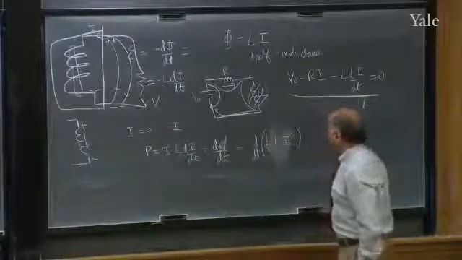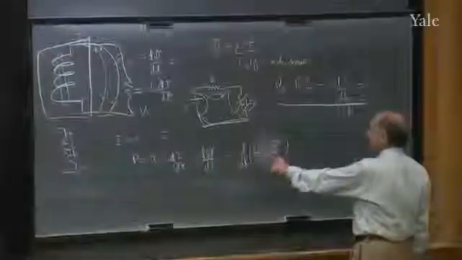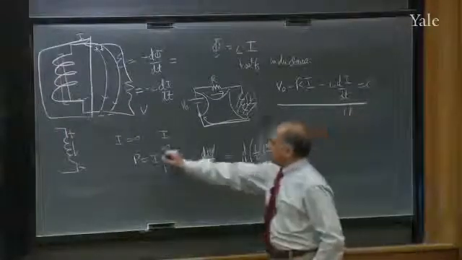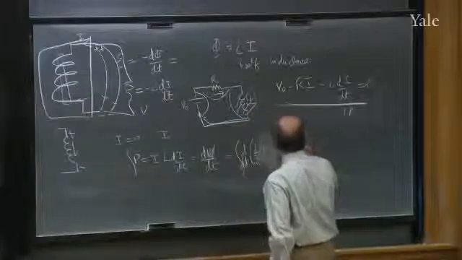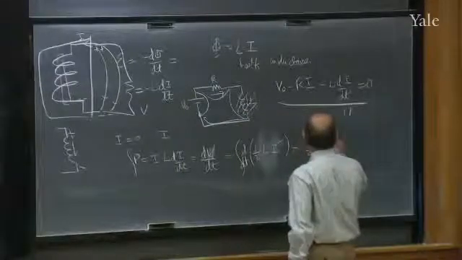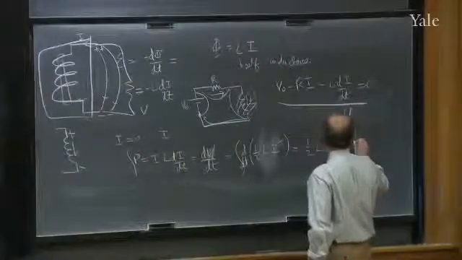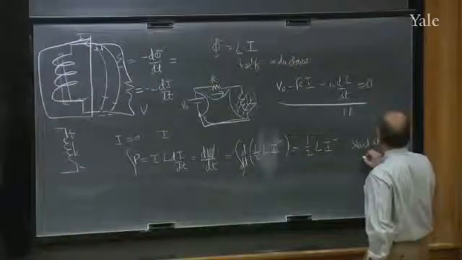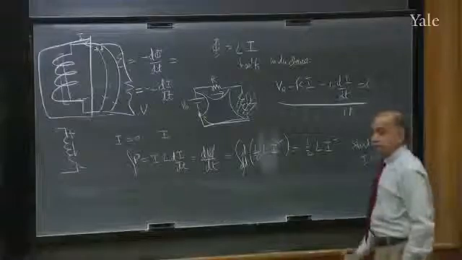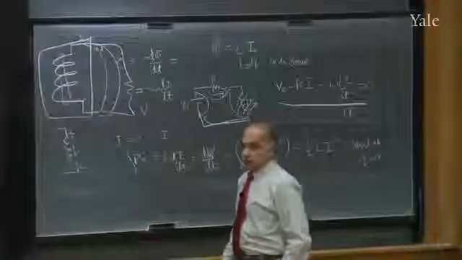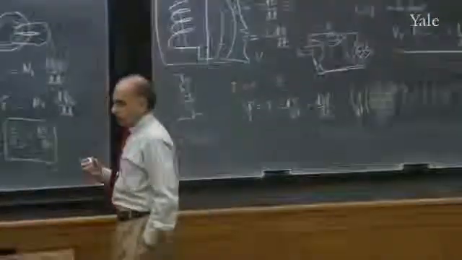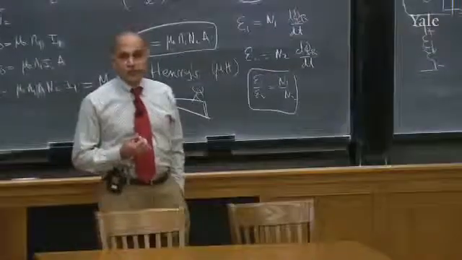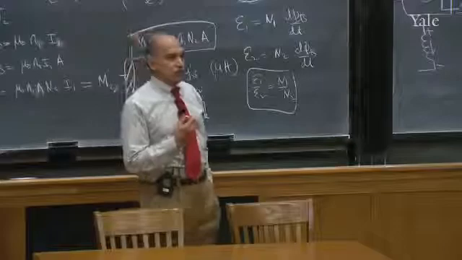You see that from the rules of calculus, the derivative of this guy is Li times di dt. Therefore, the integral of the power is simply 1/2 Li squared, assuming you started at 0 current. Start at I equal to 0. So it takes some energy to build up a current in the inductor. That's the point. Just like it takes some energy to charge up a capacitor.